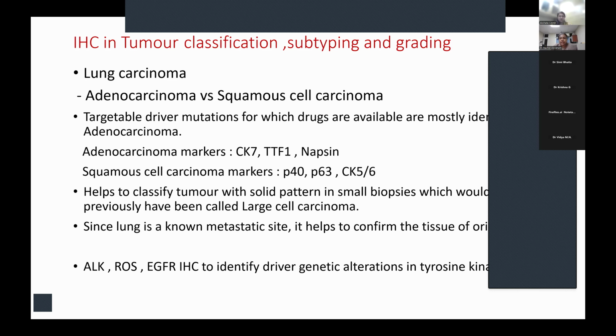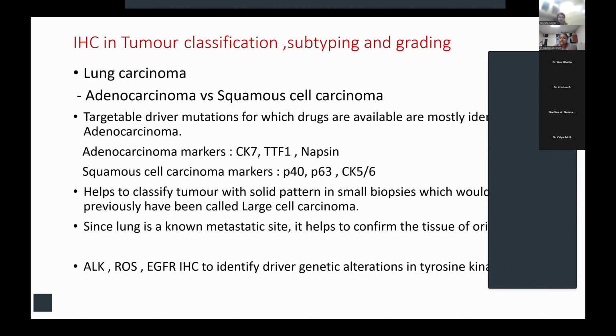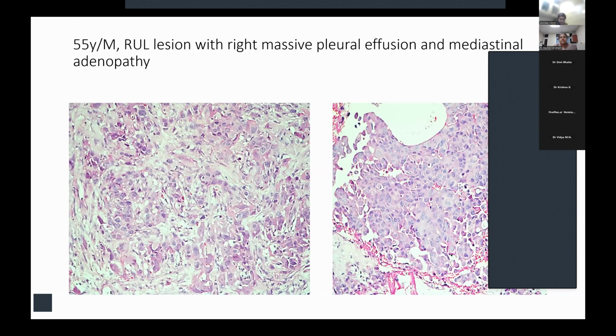Once you diagnose an adenocarcinoma, reflex testing for driver mutations like ALK, ROS, and EGFR by IHC or NGS is carried out for making therapy decisions. Just to show an example, this was a 55-year-old male with a right upper lobe lesion presenting with massive pleural effusion and mediastinal adenopathy. We received a fluoroscopic biopsy.